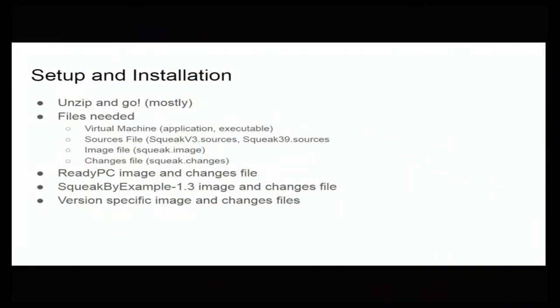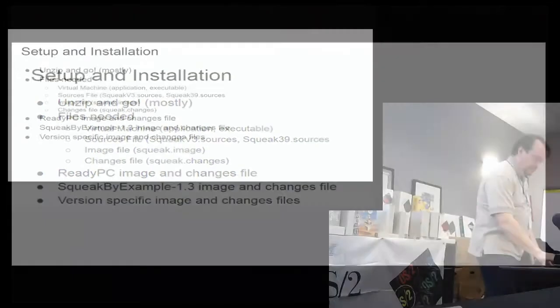But the sources file will be that exact name. That's exactly what the image is looking for, that particular file. And then the different versions of Squeak usually have a standard image file that goes with them also. So with the same VM, you can run different versions of the image file, okay? That's really where I think most of the versioning is. It's in that image file.